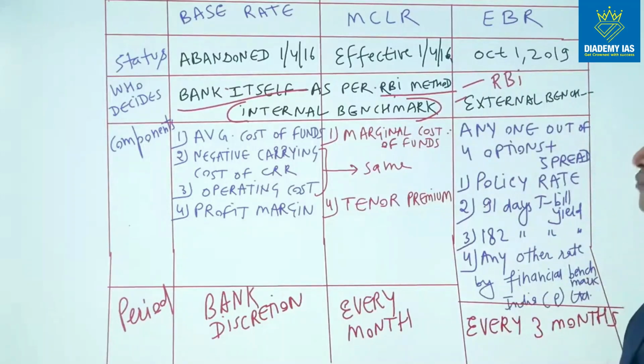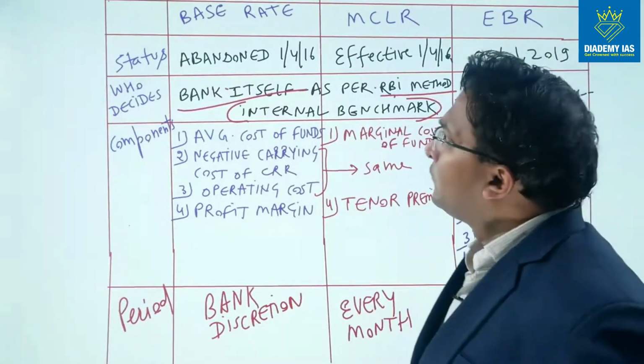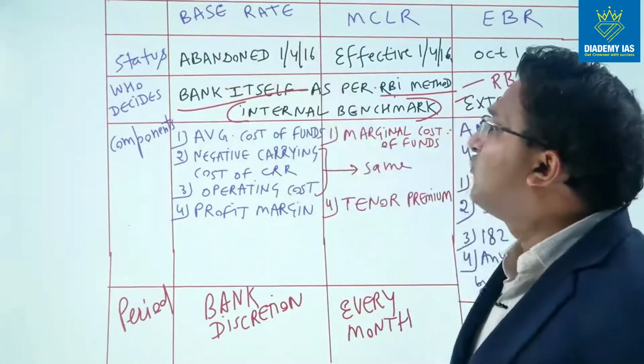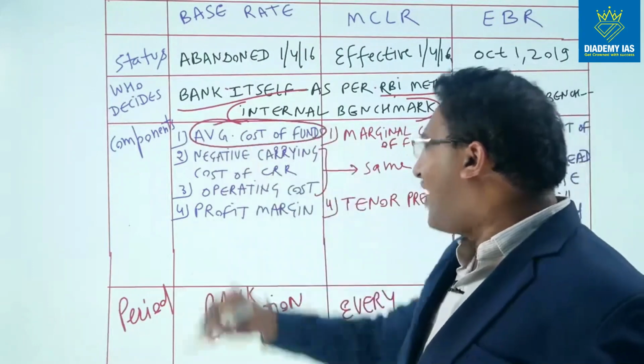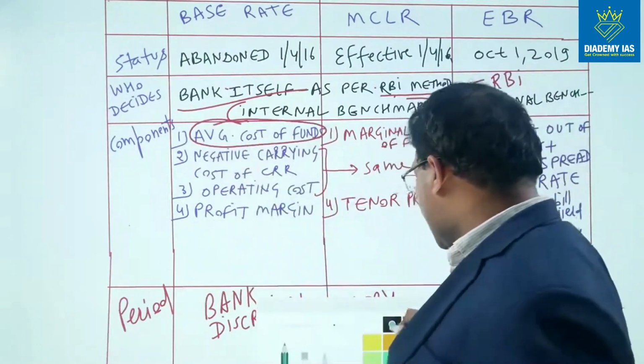Now, what are the components? The components of base rate. The first is average cost of fund. So what is the meaning of average cost of fund? Let us discuss.